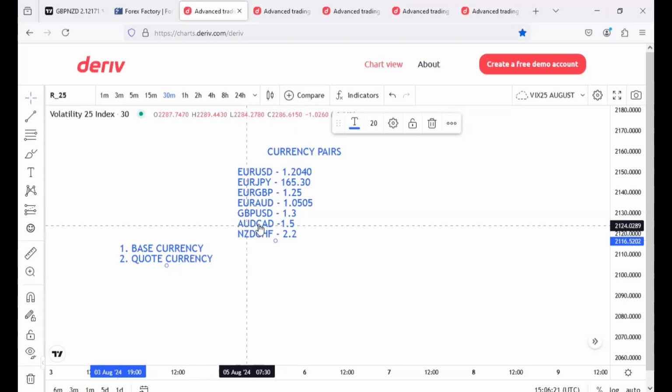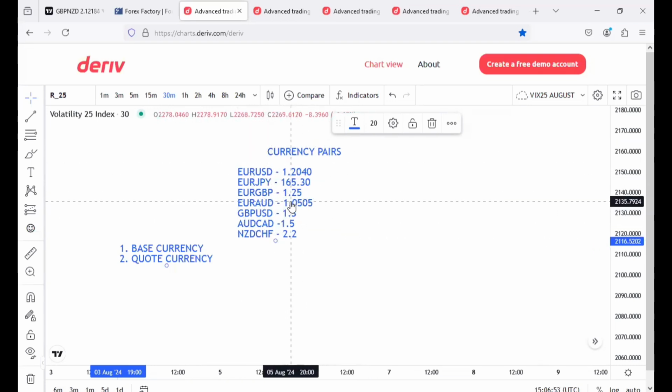For you to buy one AUD, you need 1.5 CAD. CAD is Canadian dollars, AUD is Australian dollars. We already talked about it. NZD is New Zealand dollars, and CHF is Swiss franc. So when you see something like this, you need 2.2 CHF to buy one NZD. That's basically what this quote means.